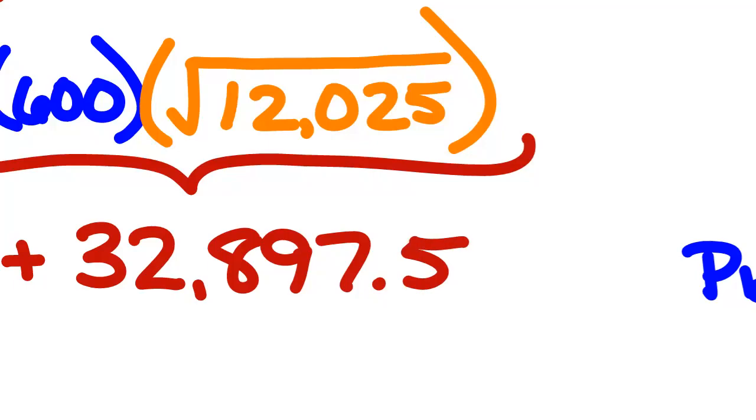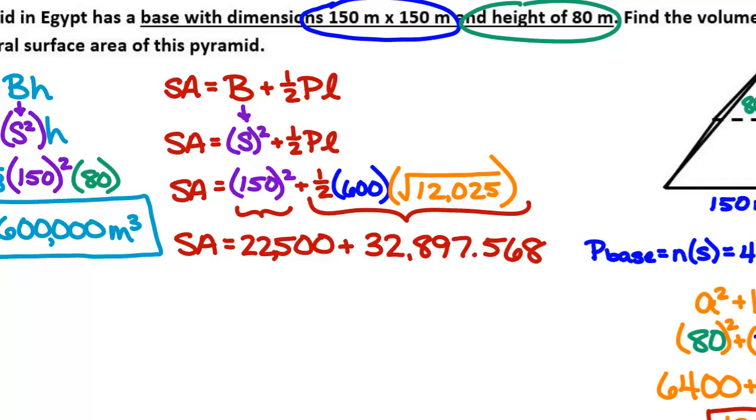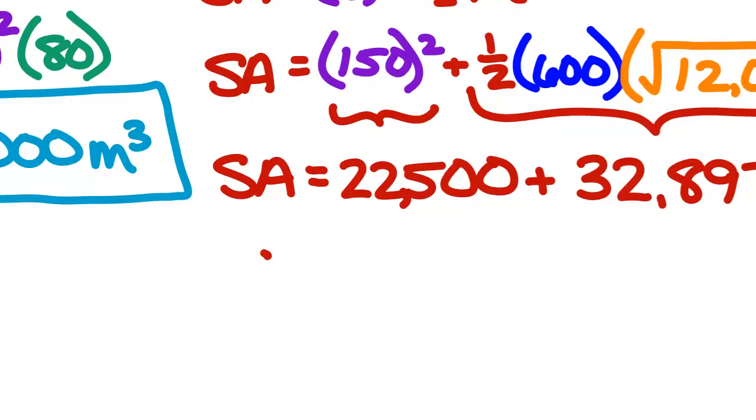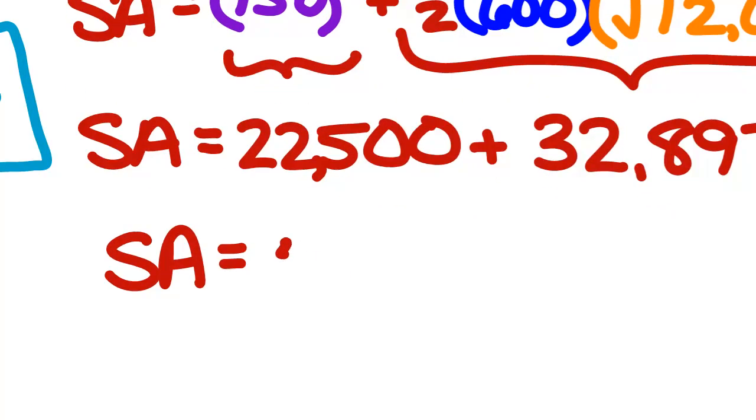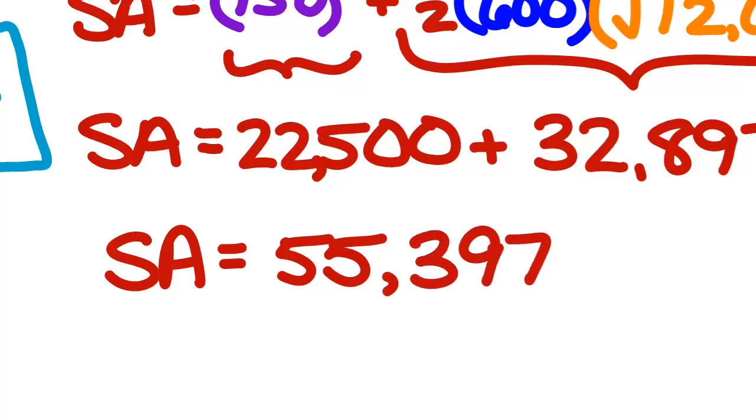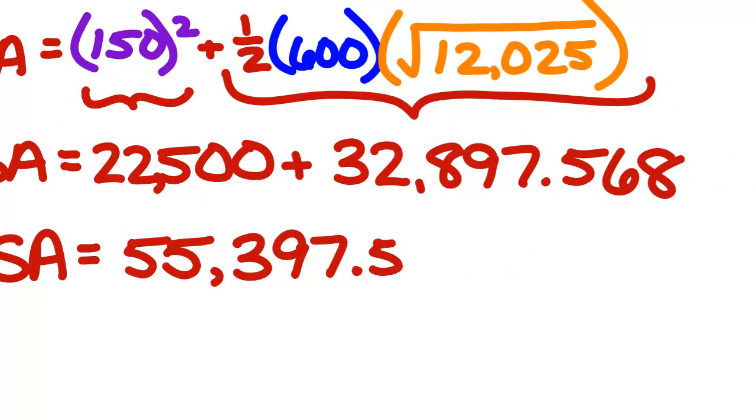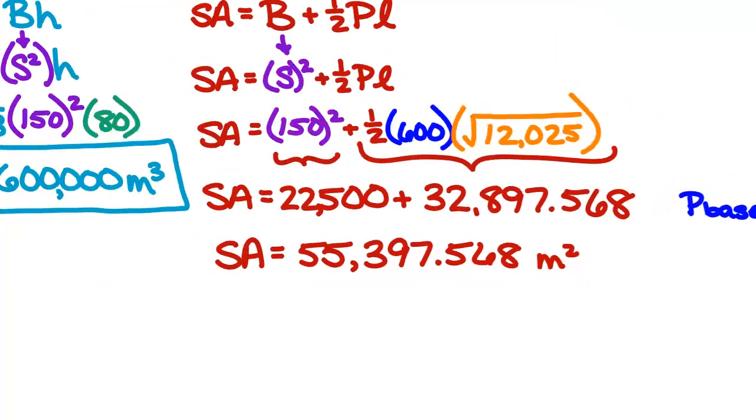32,897.568. Absolutely. And then we add those two together. Oh, thank you. Gives us a total surface area of 55,397.568 meters squared.